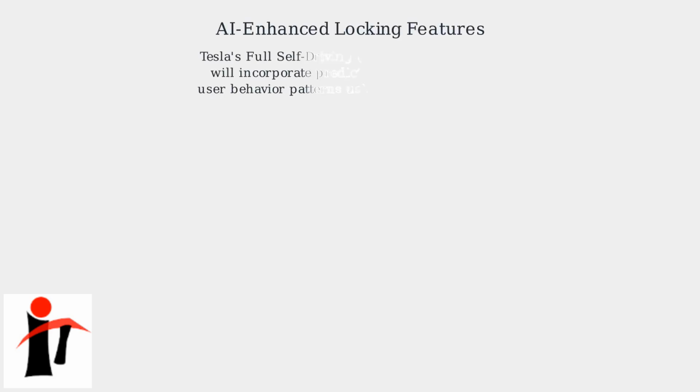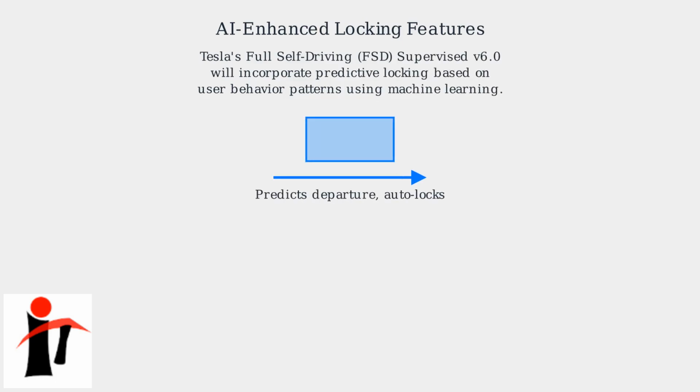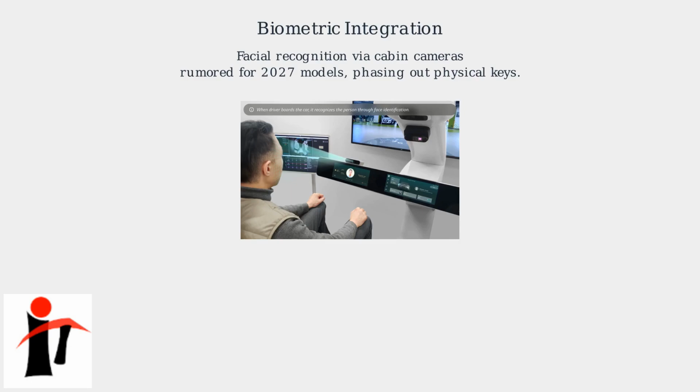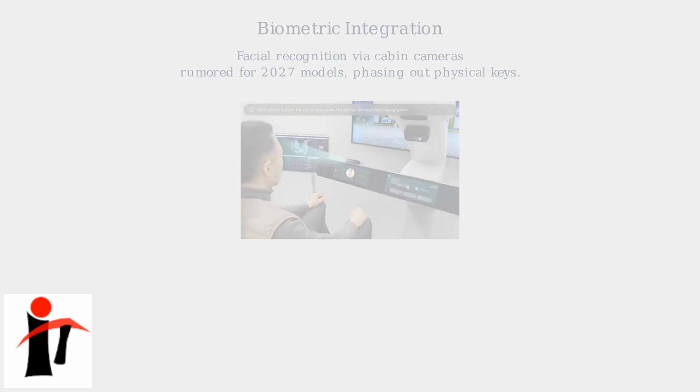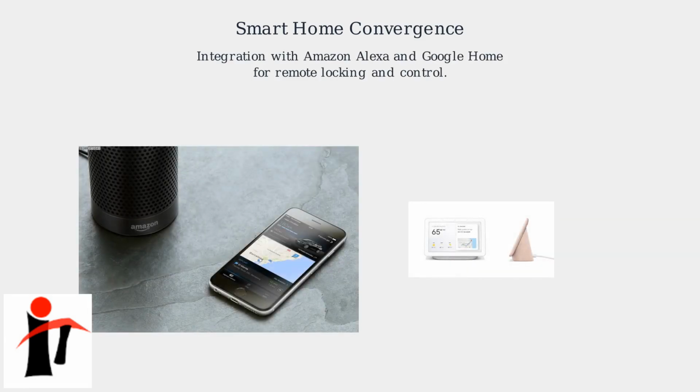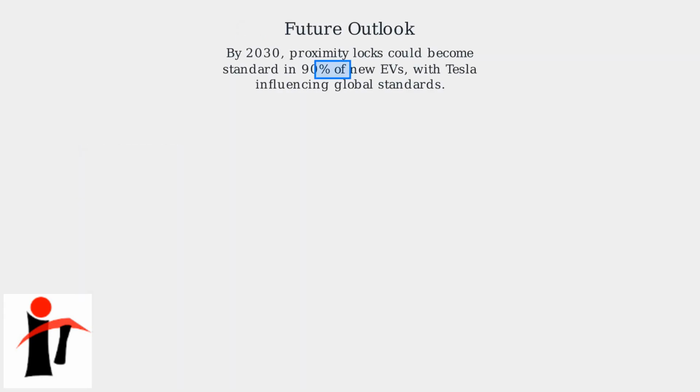Looking ahead, Tesla's full self-driving supervised version 6.0, expected in 2026, will incorporate predictive locking based on user behavior patterns using machine learning to anticipate departures. Integration with biometric keys, such as facial recognition via cabin cameras, is rumored for 2027 models, potentially phasing out physical keys entirely. Broader trends include convergence with smart home ecosystems, such as integration with Amazon Alexa and Google Home for remote locking and vehicle control. By 2030, proximity locks could become standard in 90% of new EVs, with Tesla's model influencing global standards.